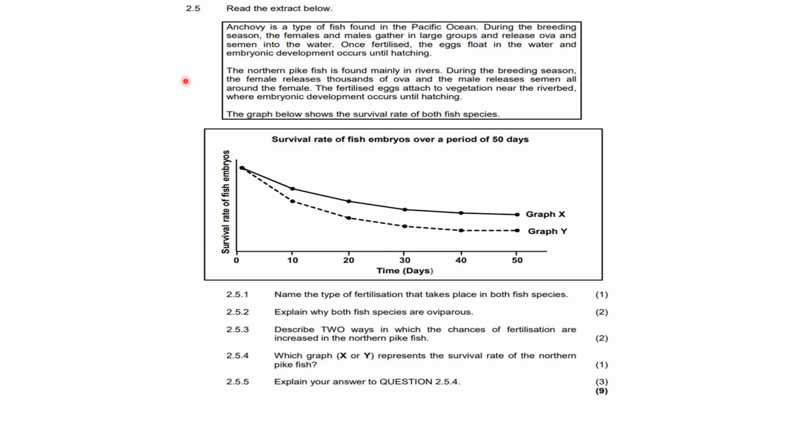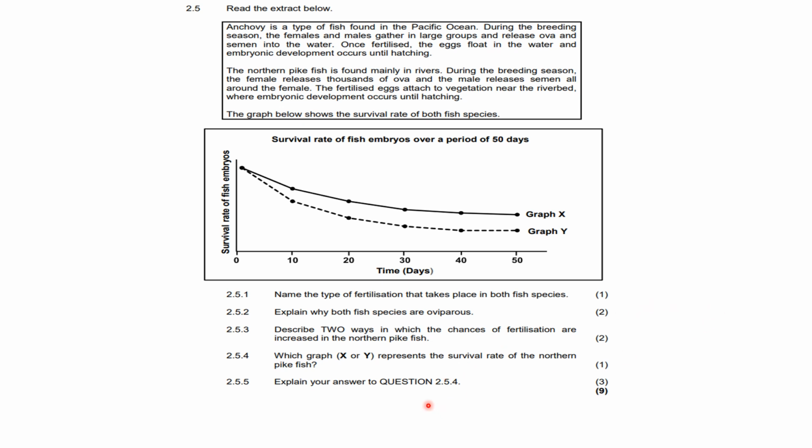So we have already seen that even with the northern pikefish, you have the release of the ova, then the release of the semen so that fertilization can take place. So they are both external fertilization. That's why it's even given 1 mark.